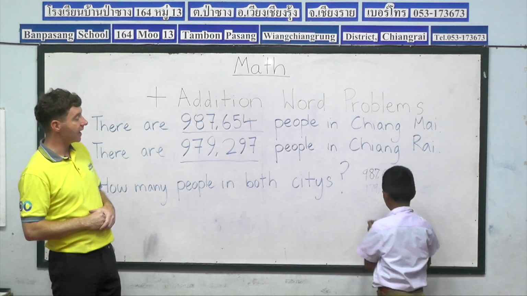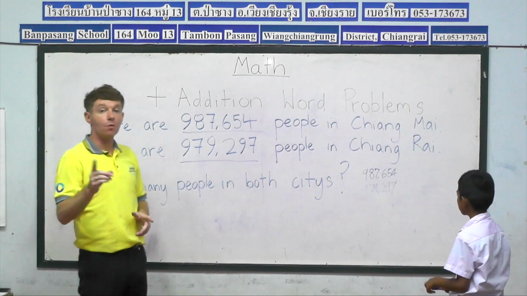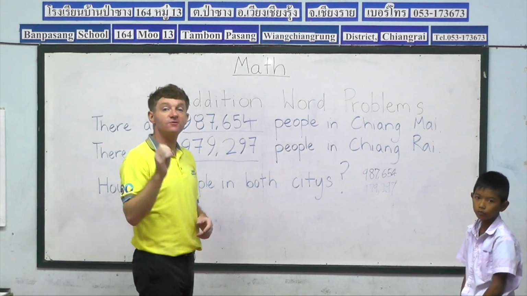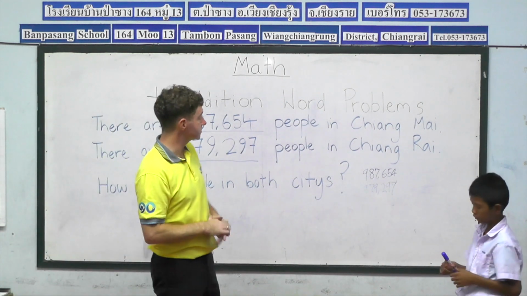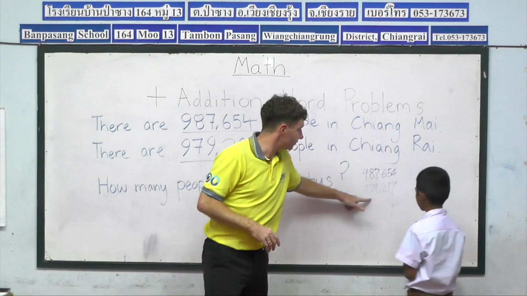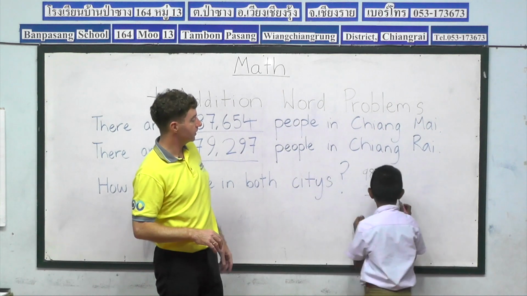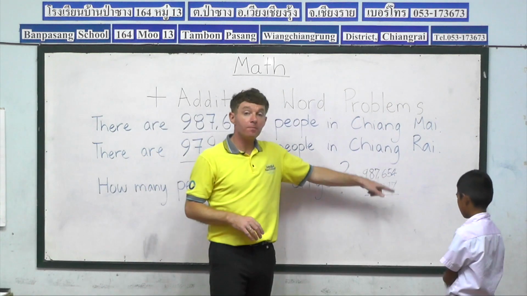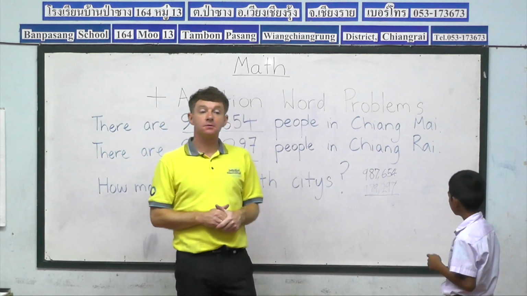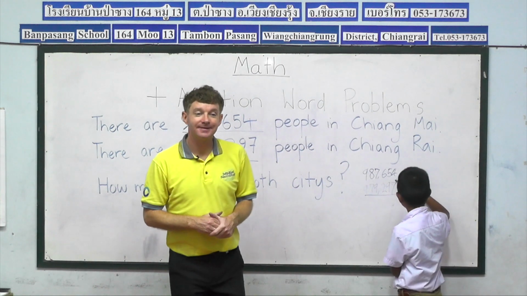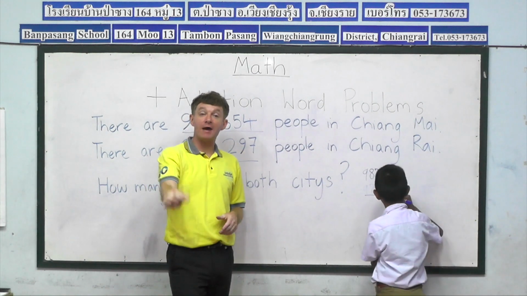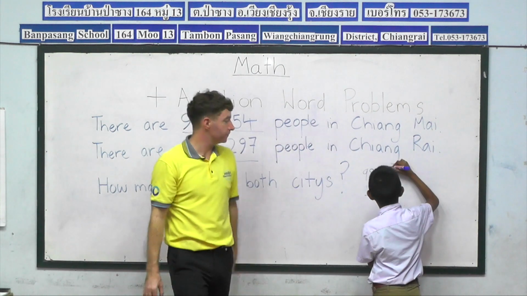297. Excellent. Okay, so remembering we always start with the lowest value numbers at the one. So Pat, don't forget your equal symbol too, so we can write our answers. Okay, so 4 plus 7, guys, 4 plus 7 equals 11. So we write 1, carry the 1.